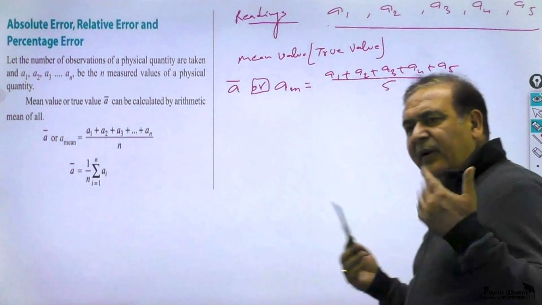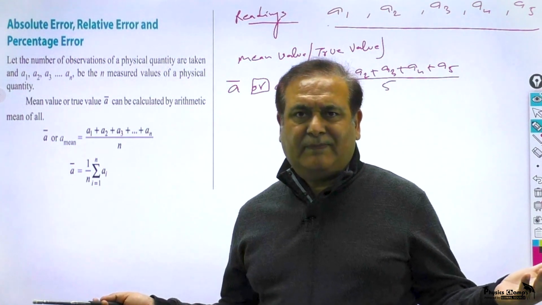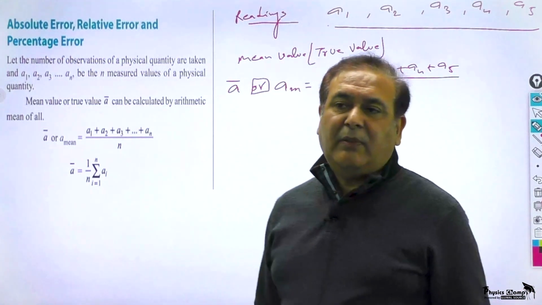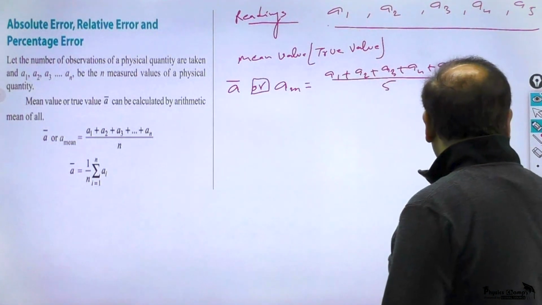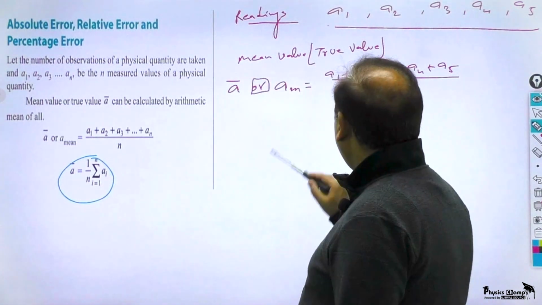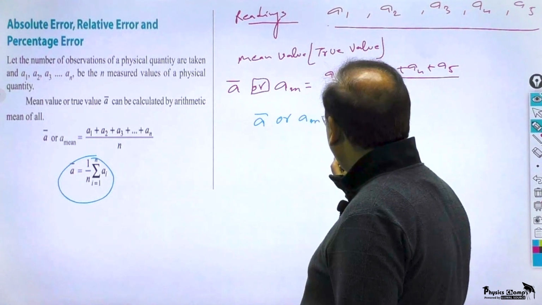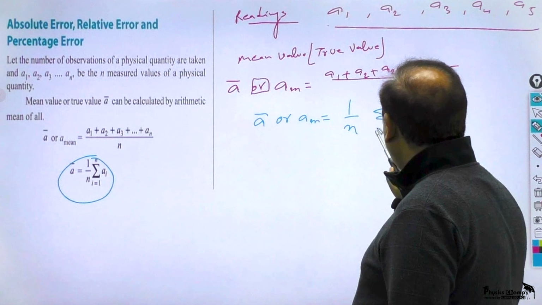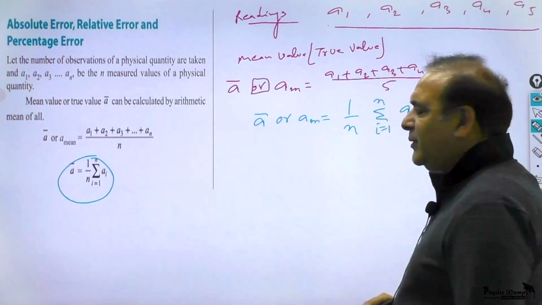So you take many readings, maybe 7 readings, maybe 8 readings, then take the mean of all those. Each reading may have some error, but the mean of all those can be considered as a true value, true reading. And like it is shown here, I can write A bar or AM as 1 by n sigma i equals 1 to n of Ai. Now what is the meaning of it?